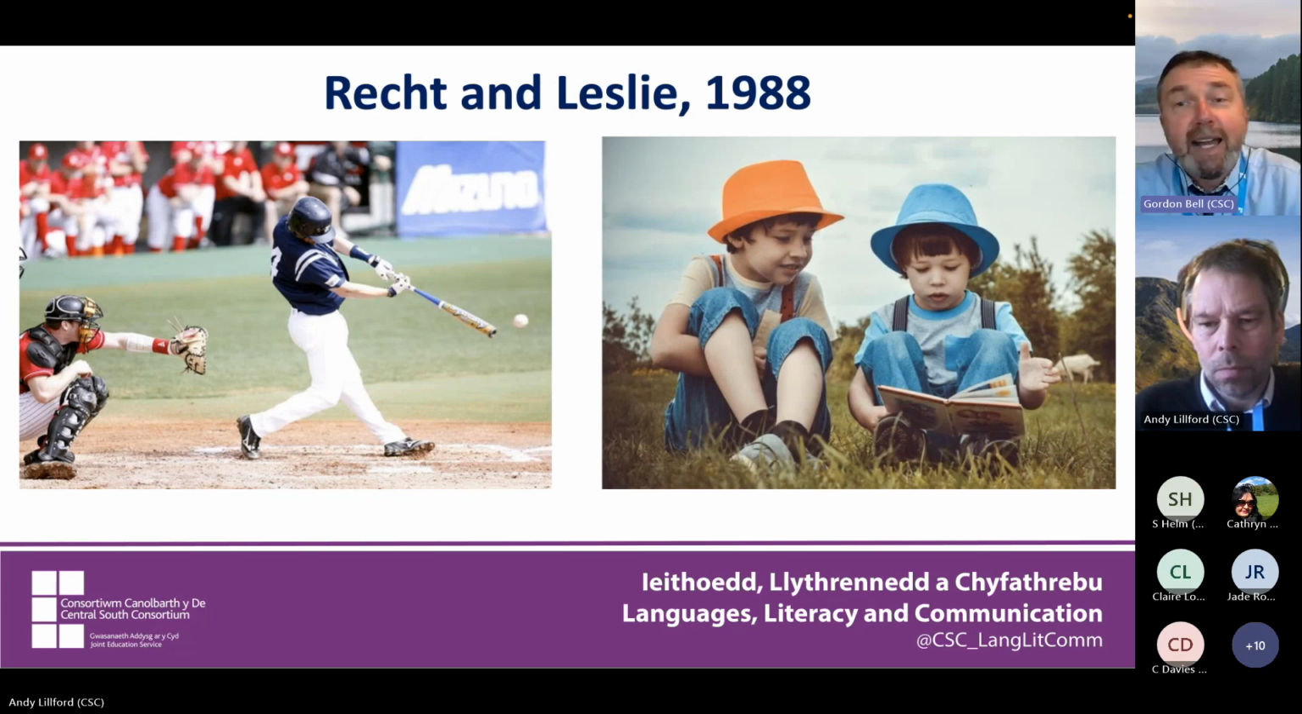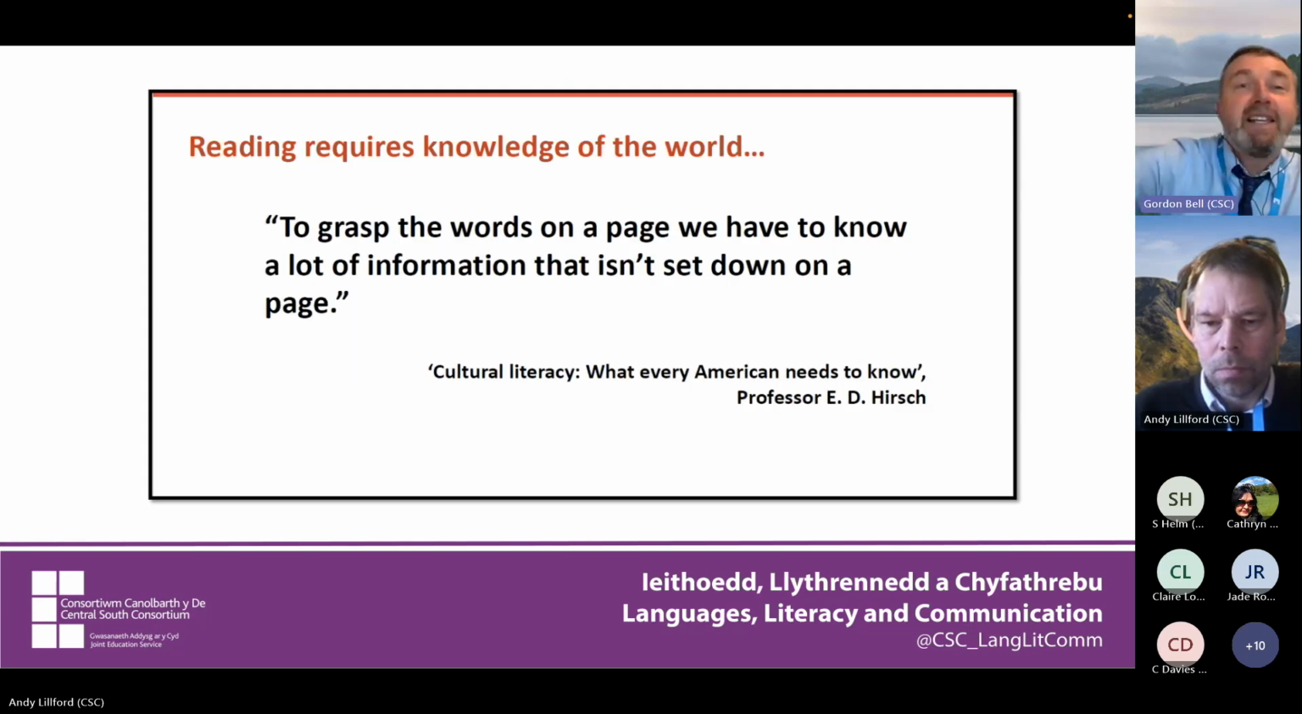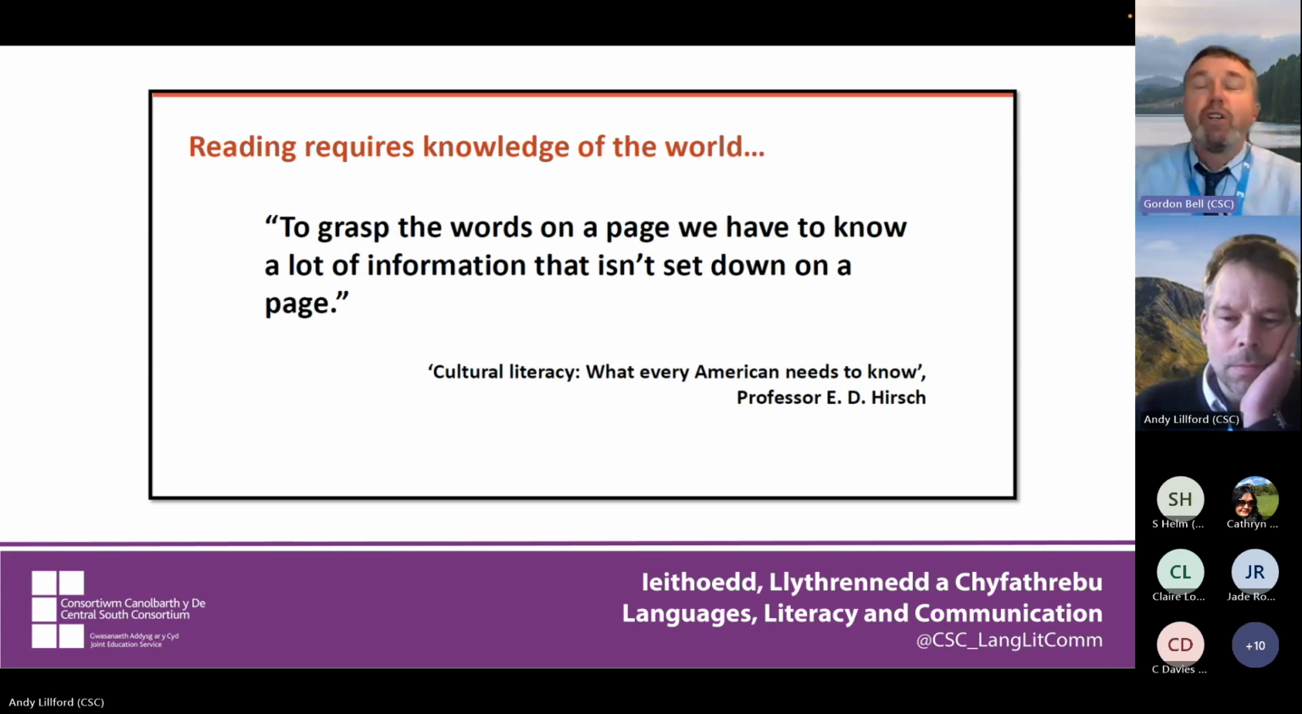These weaker readers simply had the context to understand what had happened, and it was a context that their peers lacked. There's a nice quote on the next slide there, thanks Andy, from Professor Hirsch, looking at that complexity and what you actually need in order to be able to comprehend what you read. To grasp the words on a page, we have to know a lot of information that isn't set down on a page. There's a similar quote from Daniel Willingham that talks about how every passage that you read omits information, and that all of this omitted information has to be brought to the text by the reader, because otherwise the passage will be either puzzling or only partly understood.